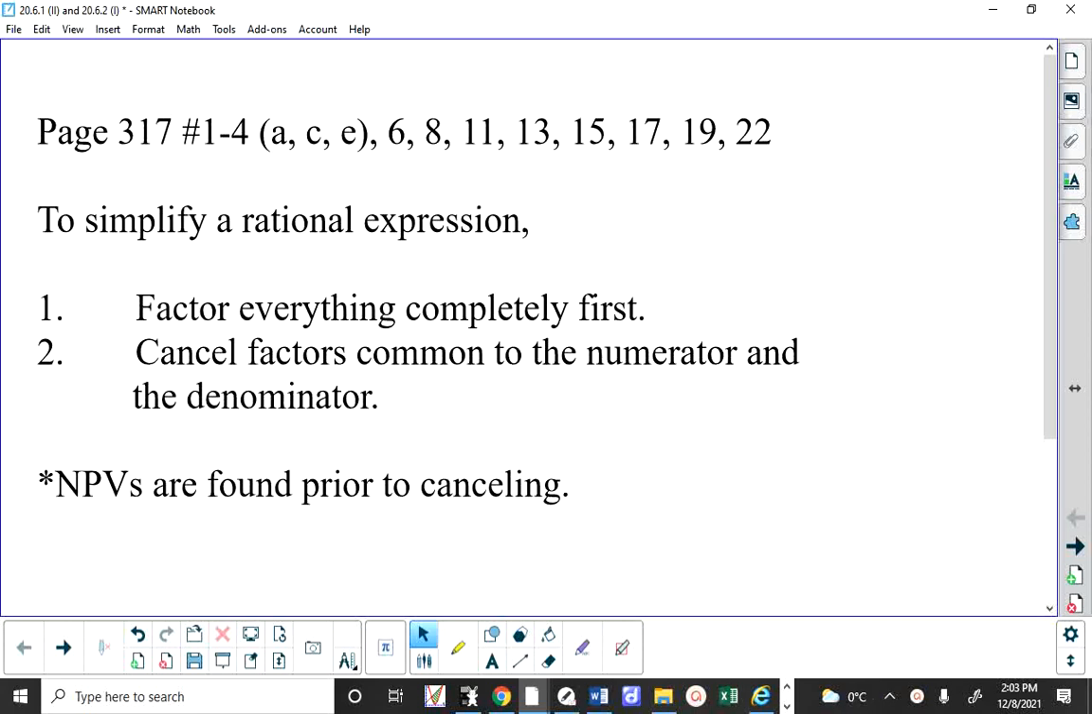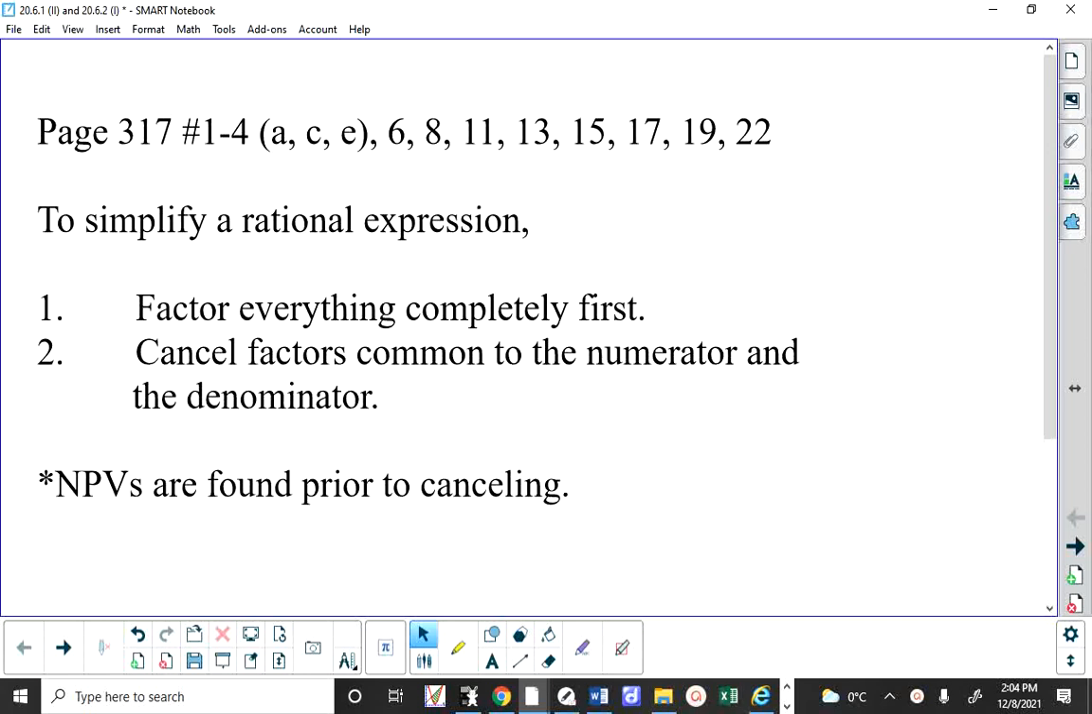Basically, simplifying rational expressions. The bottom line is the only time you can ever take a fraction and reduce it, which is what a rational expression is, is if you cancel a factor out of the top and the bottom. By cancel, I mean remove or divide the top and the bottom by the same thing. But it has to be a factor, which means you have to factor everything first, and then you can cancel factors common to the numerator and denominator.